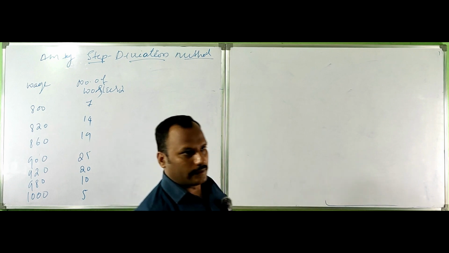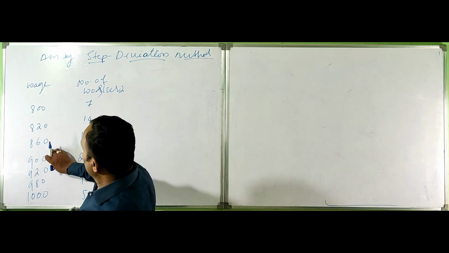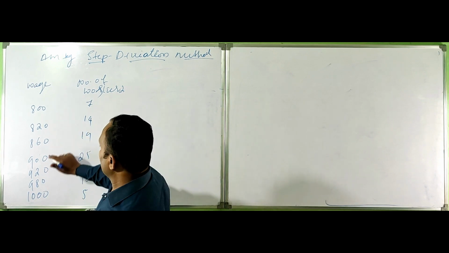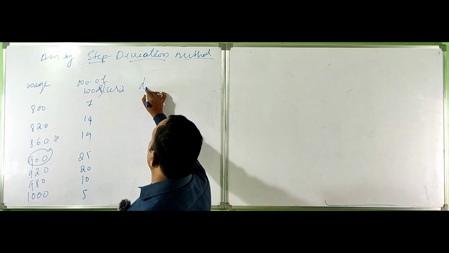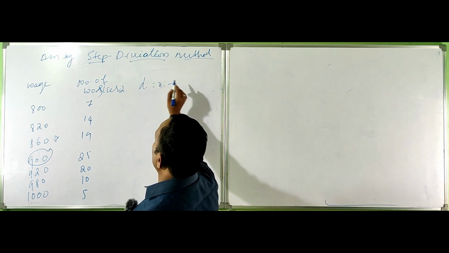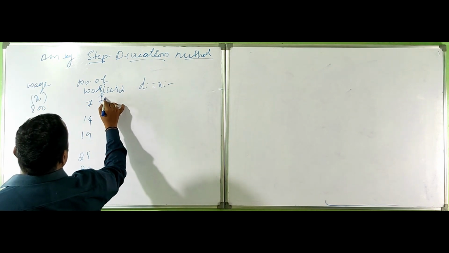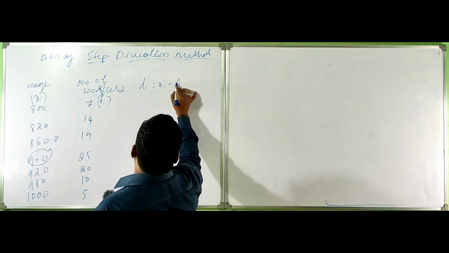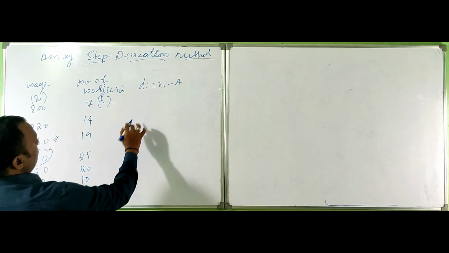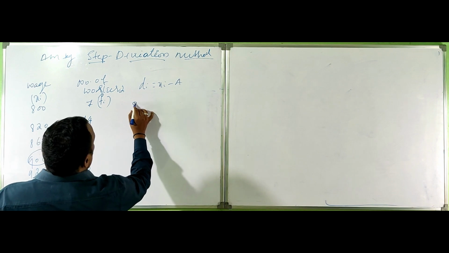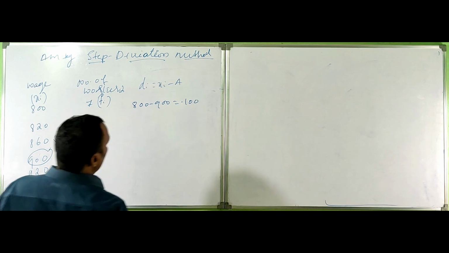Step deviation method. Okay, what will you do here again? The center value is 900, with 3 on each side. Therefore, this becomes A here. Therefore, di is equal to xi minus A. This is xi, this is fi. What is di here? The first one is 800 minus 900 is equal to minus 100.